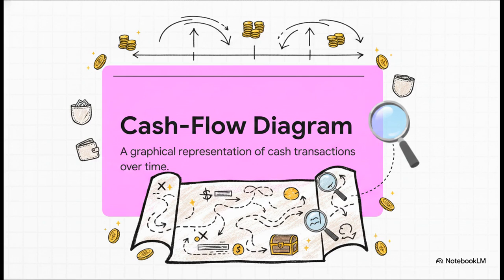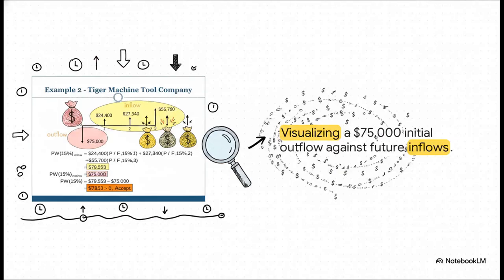A cash flow diagram is, simply put, a graphical representation of cash transactions over time. I absolutely love these things because they are essentially financial treasure maps. Instead of getting bogged down and lost in massive spreadsheets or dense paragraphs of text, these diagrams let us visually track exactly when money is leaving our pockets and exactly when it's coming back in, clearly mapped across distinct periods of time. Take a look at this. It brilliantly illustrates exactly what I mean.